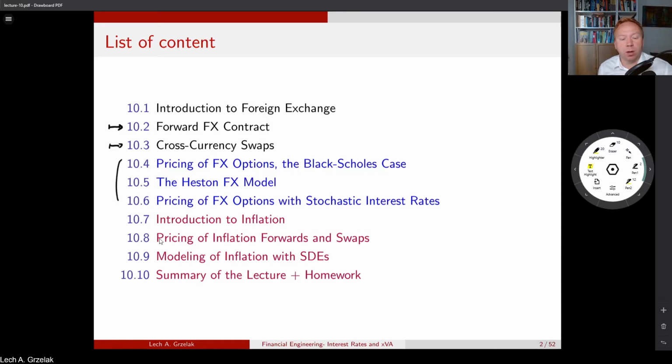In the final block, we will concentrate on inflation. We will be talking about inflation forwards, inflation swaps, and also year-on-year inflation. So it's a kind of performance of inflation over time. I will also show you the relation between pricing of inflation products and pricing of foreign exchange derivatives. And finally, we will wrap up this lecture with a summary, and I'll also give you 3 homework assignments for this class.